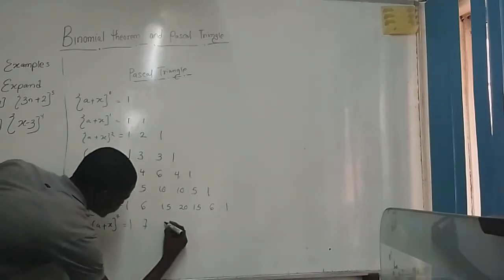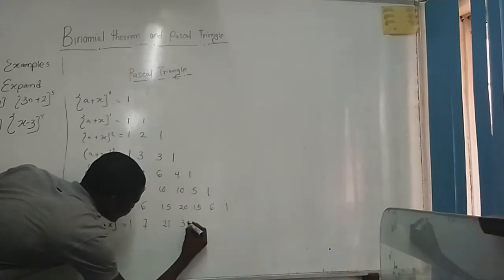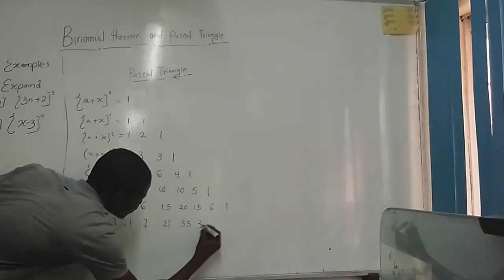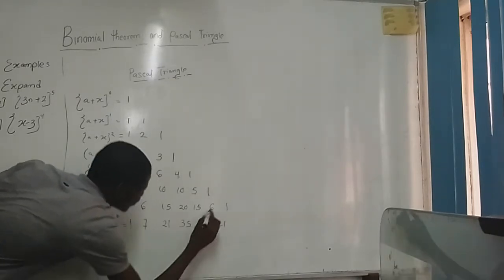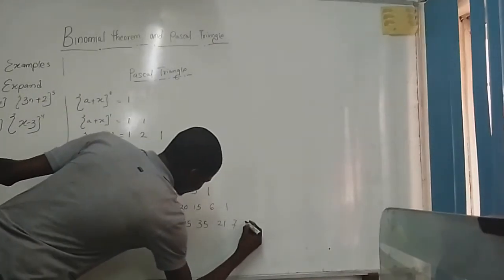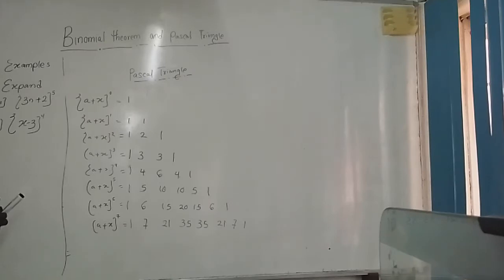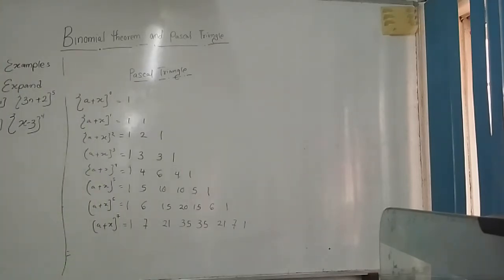So you have 1 again. 7, 21, 35, 35. This plus this will give you 21. This plus this will give you 7, imaginary 1. That is the formula for what? Pascal triangle. That is the formula for Pascal triangle.